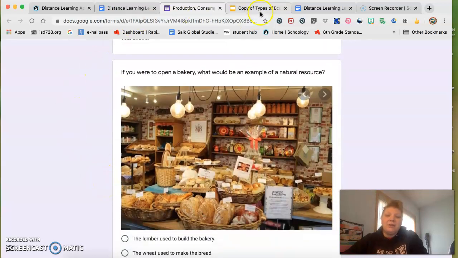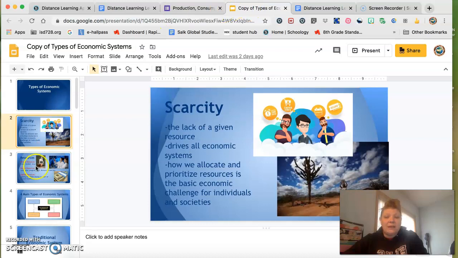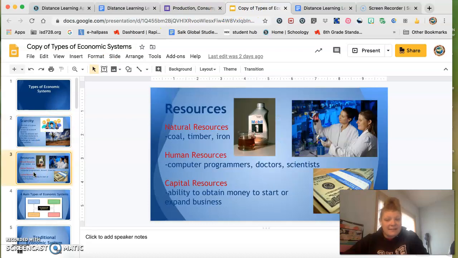The next part of the activity or the learning is going to be about resources that all businesses need as factors of production. We look at natural resources, things like timber or water, that all businesses need in some way, shape, or form. We look at the human resources or the labor, things like you need cashiers, you need people to clean up, you need people to manage things.